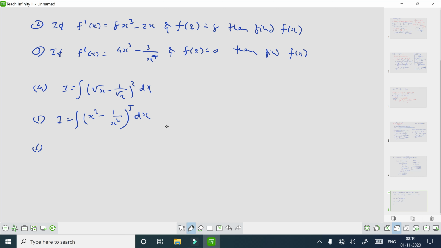Sixth one, I is equal to 2x plus 1 whole cube upon root x into dx, x greater than 0. Try to solve this one. See, dear friends, up to this thing, this one is just a revision, just a practice of those 4 standard forms. Using those 4 standard forms, we can solve this thing. Later on, we are going to see in the next lecture.